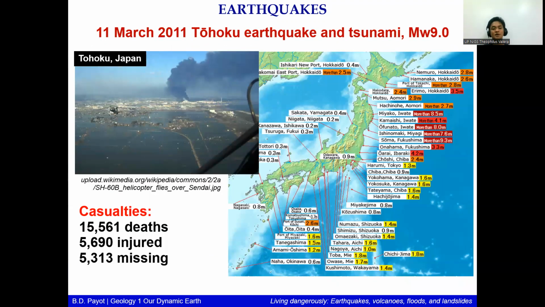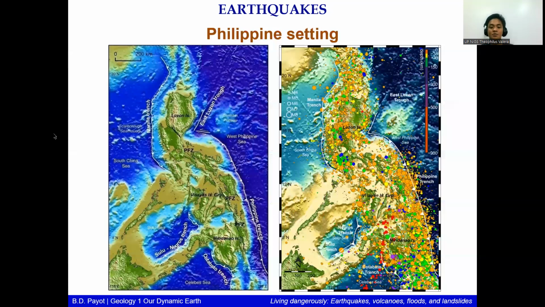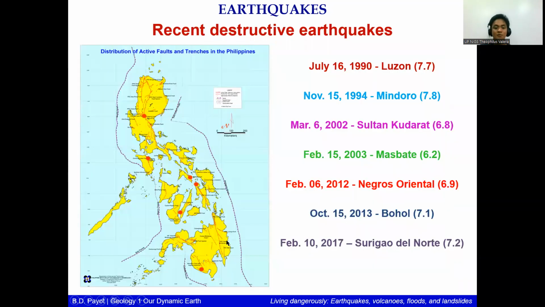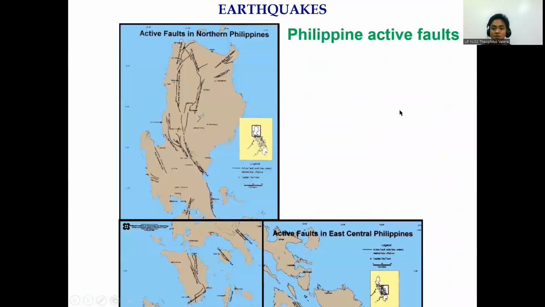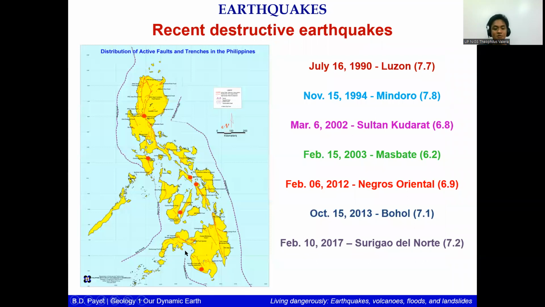And then the Tohoku earthquake. In the Philippines we have numerous trenches like this which can generate earthquakes as well, and therefore be tsunami generating. The one that is most notable in the past is the Cotabato earthquake. It was a magnitude 8, and it generated a tsunami which claimed about 8,000 lives.